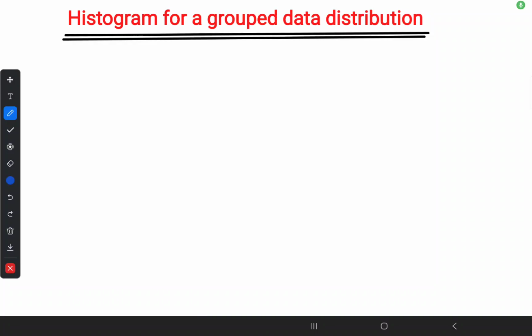Histogram for a group data distribution. You should know what is meant by a histogram. You are familiar with bar graphs. As I think, you are already familiar with bar graphs from your small classes. You might have done this work.